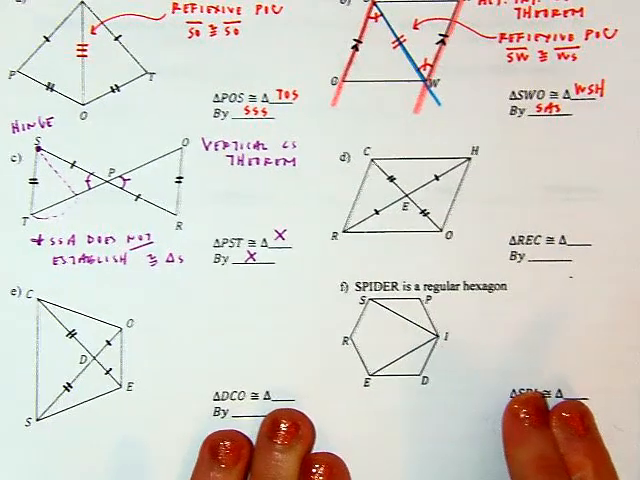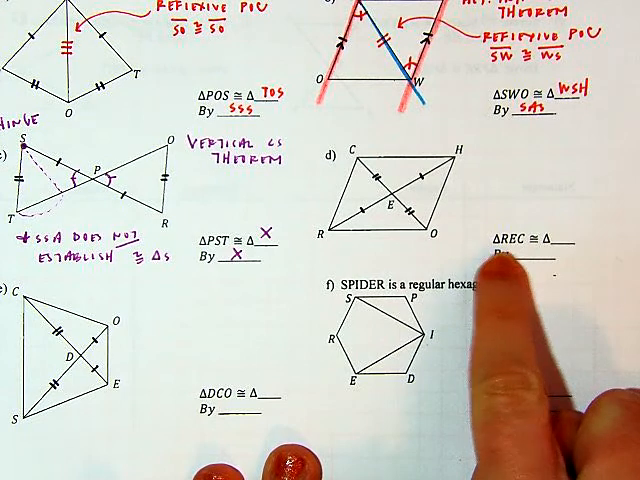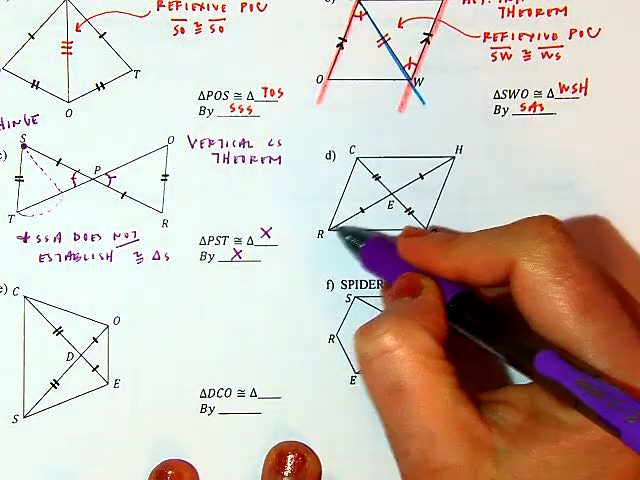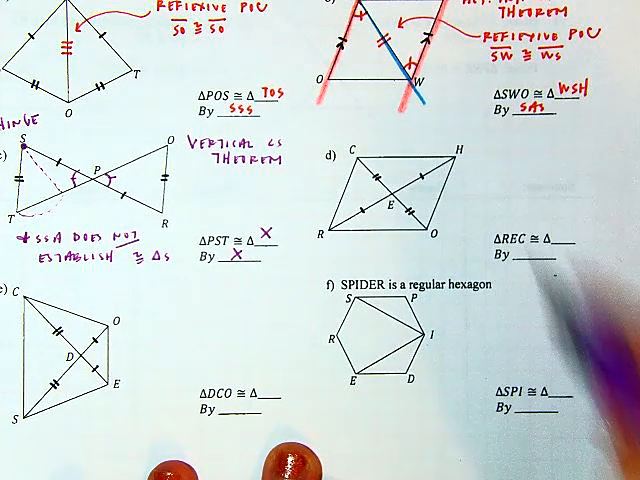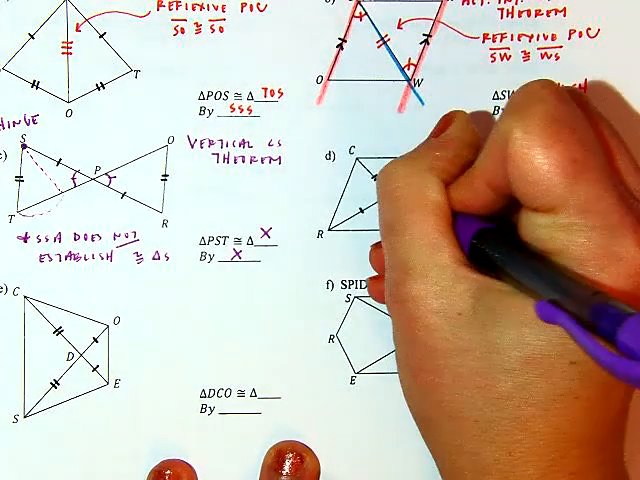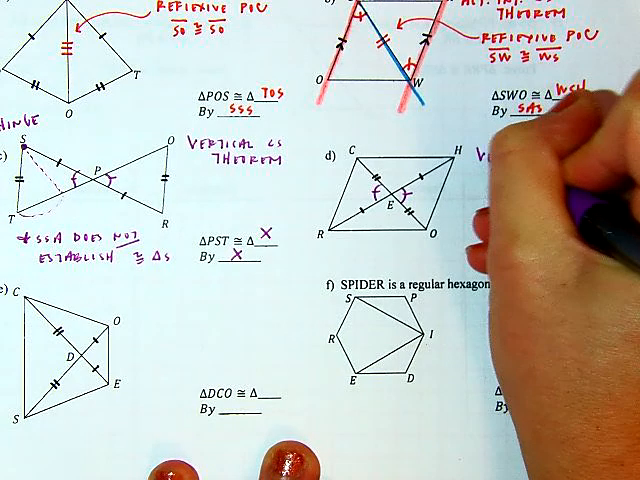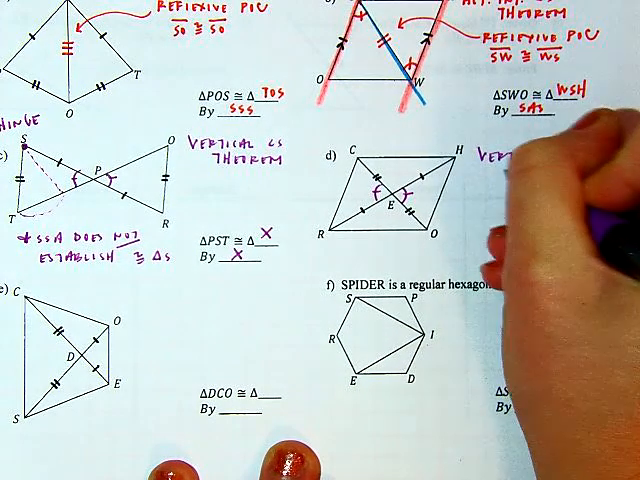Okay, next over in D, well, I got a lot of triangles here, so I have to look at what it is I'm asked to link up. I'm asked to link up REC. So here's REC, and I must try to sync it up with this triangle over here. What can I connect? I can connect the vertical angles again. So here. My reason would be the vertical angles theorem.